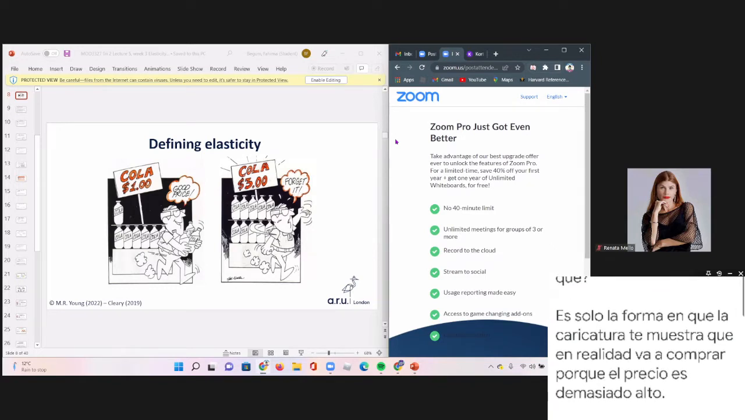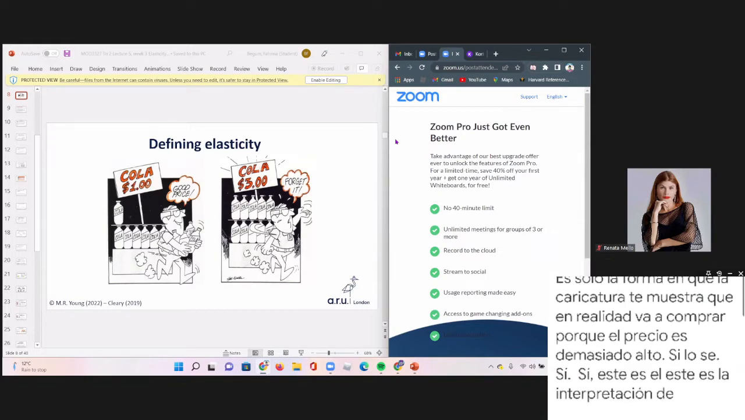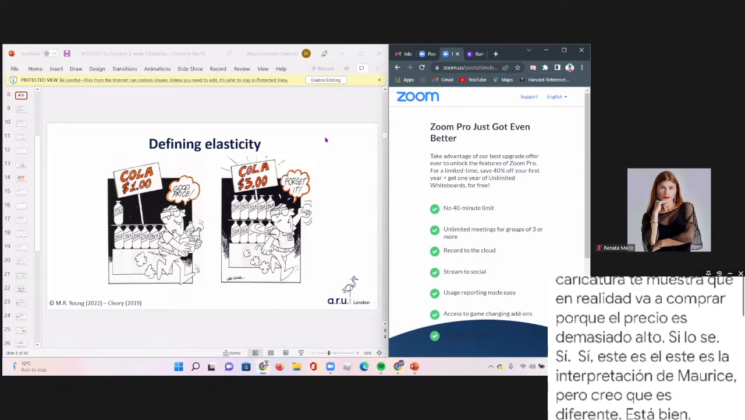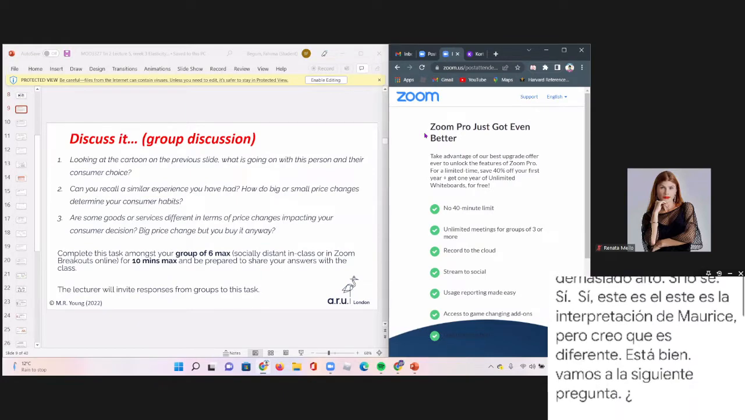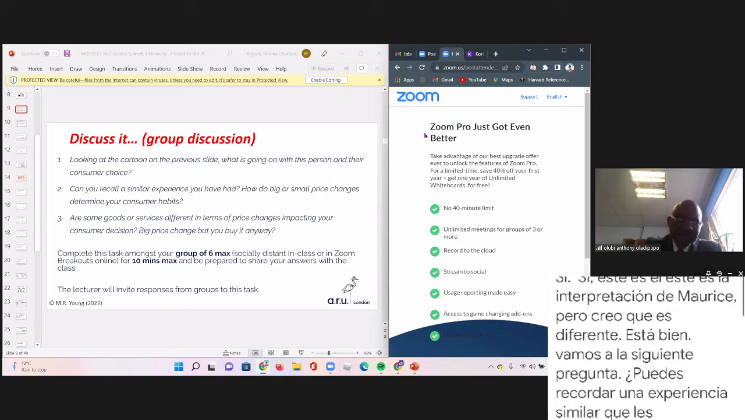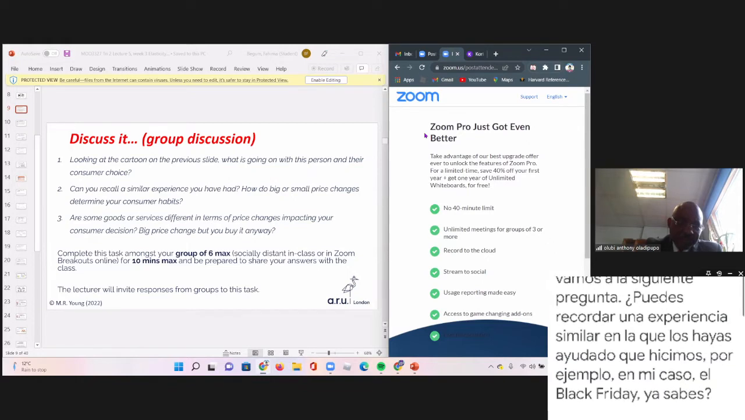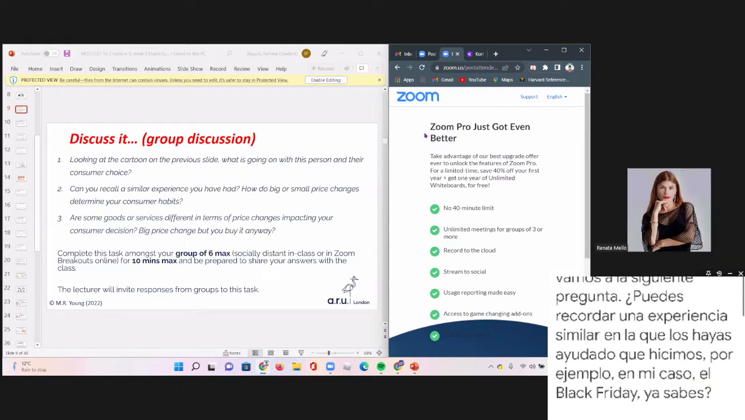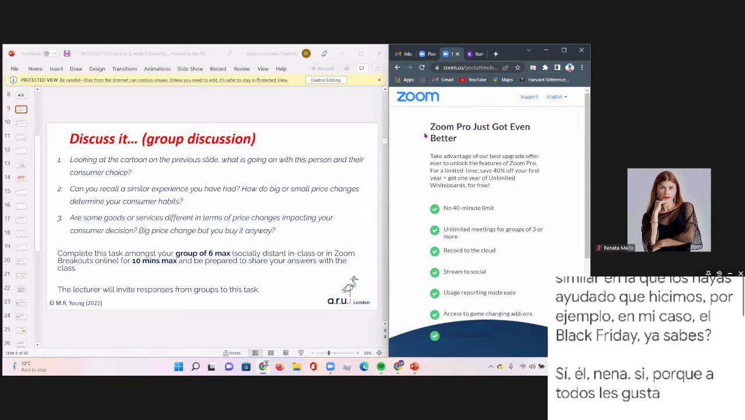Yeah, okay. This is the easier interpretation, but I think it's different. Okay, let's go to the next question. Can you recall a similar experience you have had? Yeah, for example, in my case, Black Friday, you know? Yeah, it can be. Everybody likes to follow these special offers in moments of the year like Black Friday.